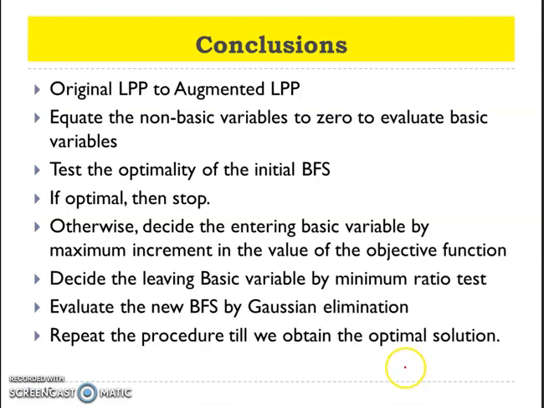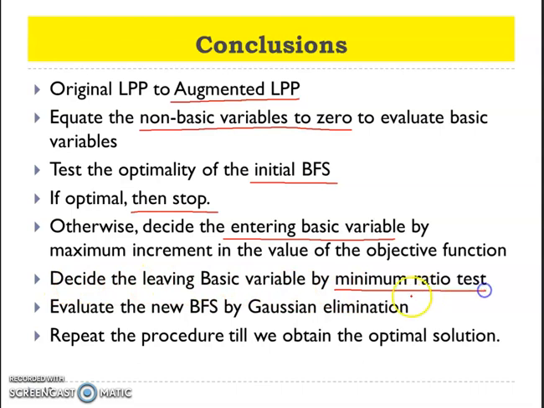Now what are the conclusions? The original LPP can be changed into an augmented linear programming problem. Then we equate the non-basic variables to 0 to evaluate basic variables. We test the optimality of the initial basic feasible solution. If it is optimal, then we stop. Otherwise, we decide the entering basic variable by maximum increment in the value of the objective function. We decide the leaving basic variable by the minimum ratio test. We evaluate the new basic feasible solution by Gaussian elimination, and we repeat the procedure till we obtain the optimal solution.